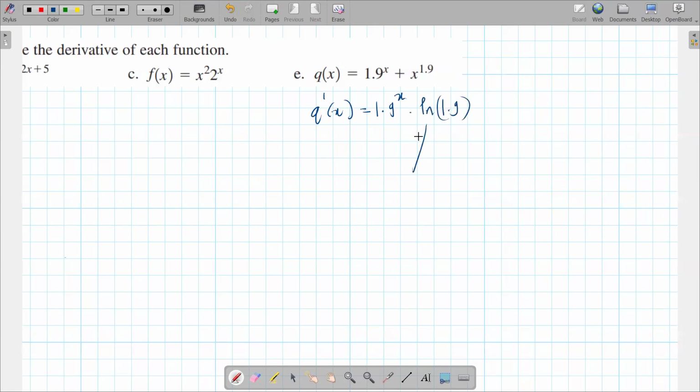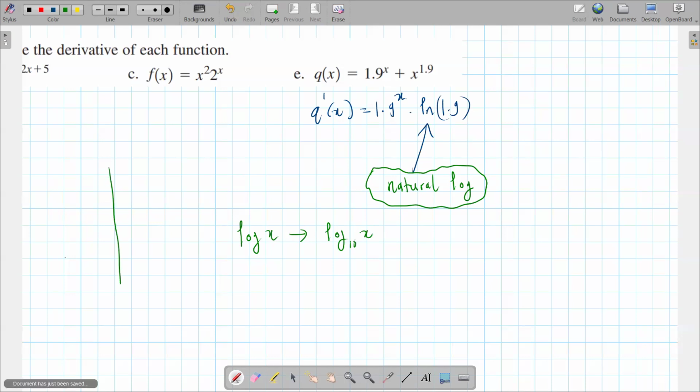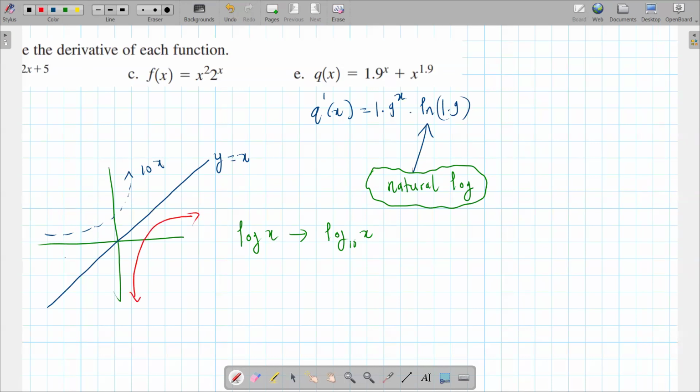You know what ln is? What does ln mean? We've been using it, but what is it actually? Ln is called the natural log. This is the full form of it. Log of x means the base there is base 10. It's the inverse function of 10 to the power of x. Let's say you have this. An inverse function is something that's reflected along y equals x. So log of x is this function that looks like this. This is log of x.